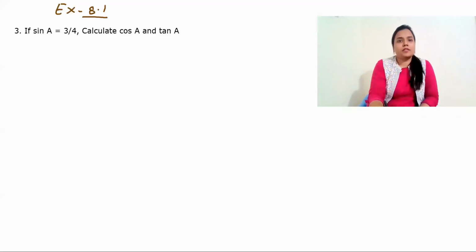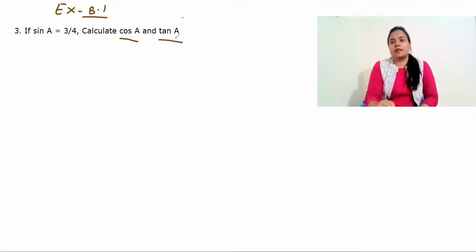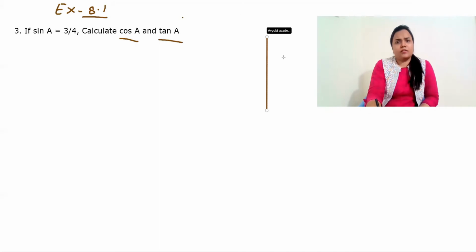The third question is sine A is equal to 3 by 4. We have to calculate cos A and tan A. So let us draw one right angle triangle first. If you can do it like that, it's okay. But if we draw the triangle, it is easier.